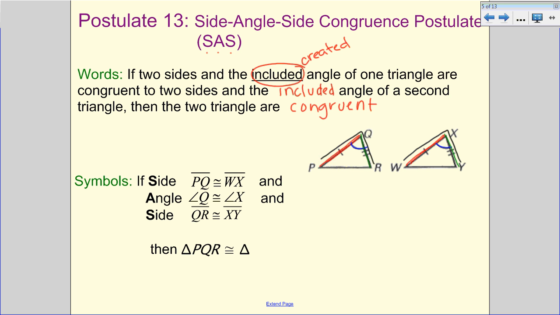So when we start to name things, we go from P to Q to R. P corresponds to W. Q corresponds to X. And R corresponds to Y. So triangle PQR is congruent to triangle WXY.